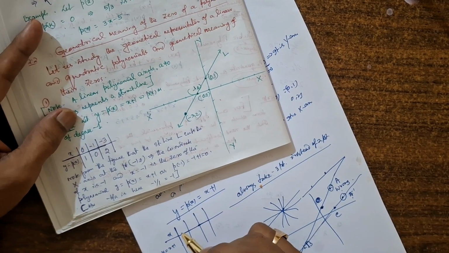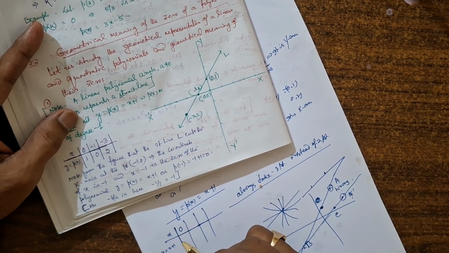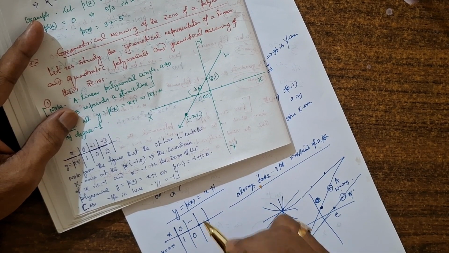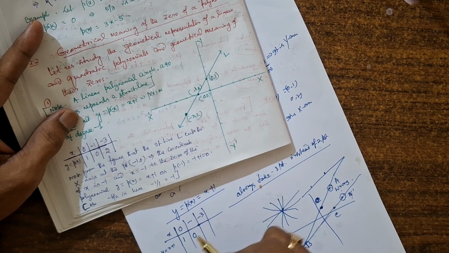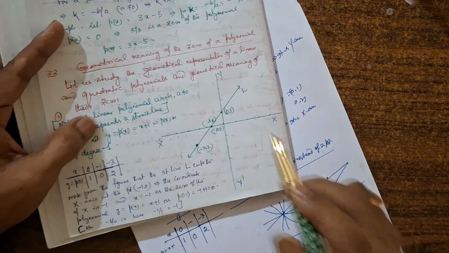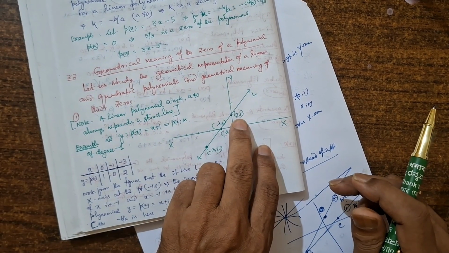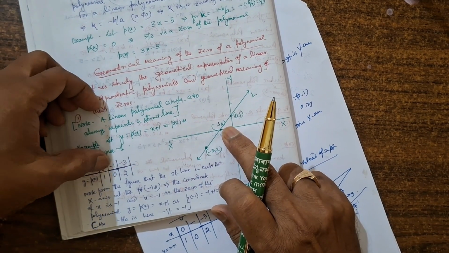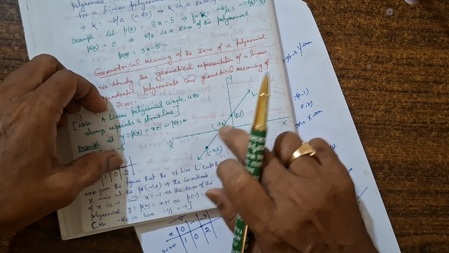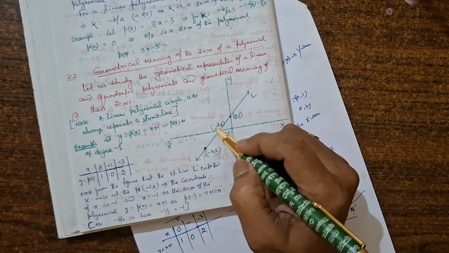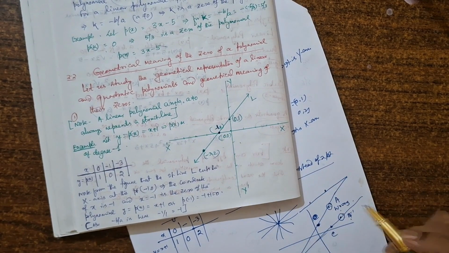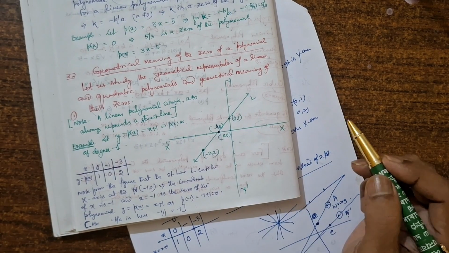So if x is 0, y will be 1. If x is minus 1, y will be 0. Then minus 3, 2. So what are the points? 0, 1; minus 1, 0; and minus 3, 2. You have taken these points. Where it touches the x-axis, it touches at this point, minus 1, 0.